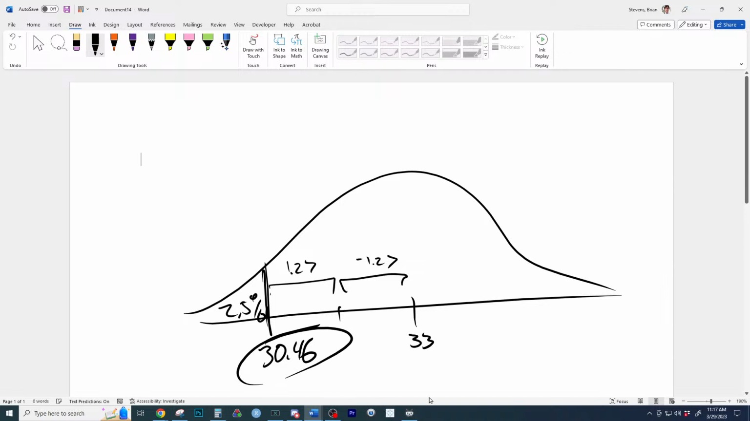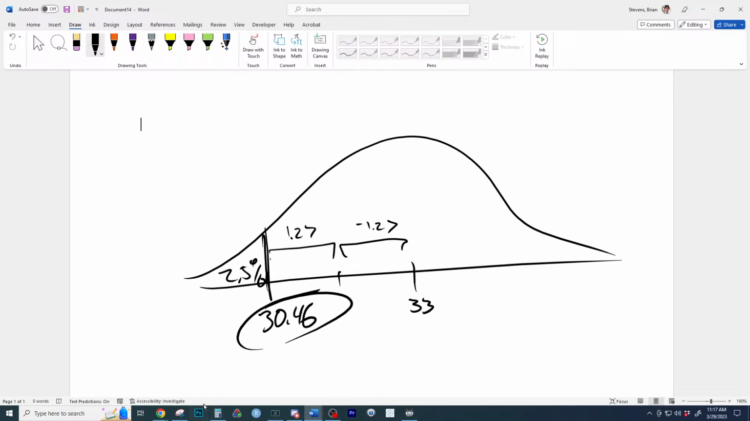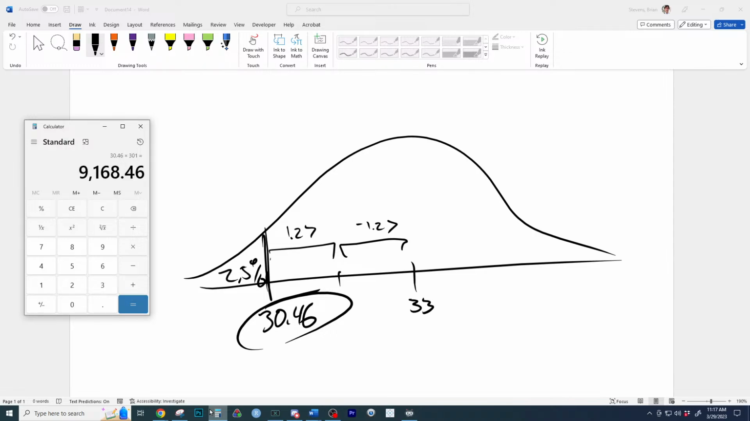And then we could times this by 301. Yep, we can go in here next, Savannah, you got it. So we can take this value, times it by 301, and that's the worst 2.5% of days.